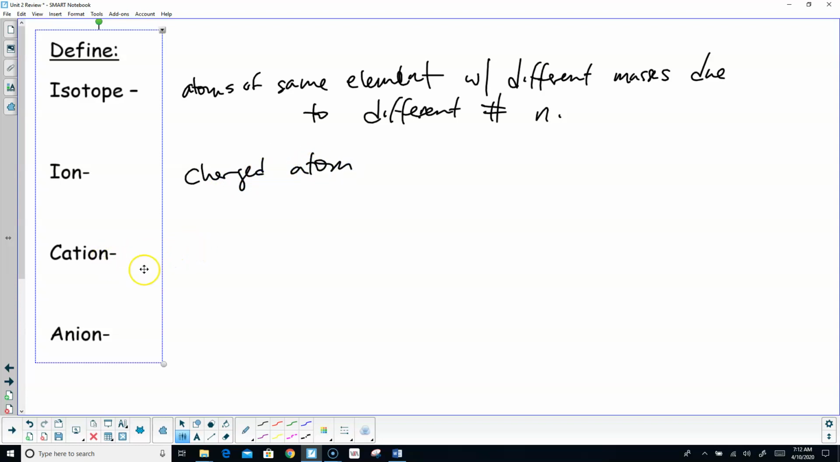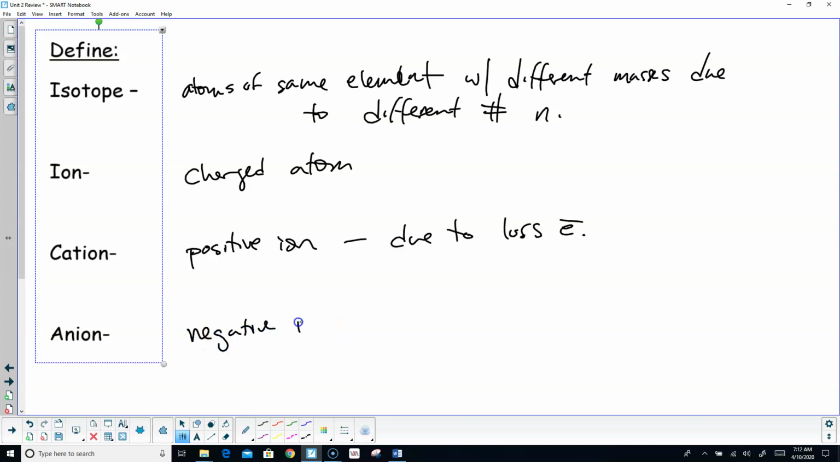A cation, like we said before, cats have pos, so it is a positive ion due to loss of electrons. So as you lose negative things, you become positive. And an anion then is a negative ion due to the gain of electrons. And that's it.